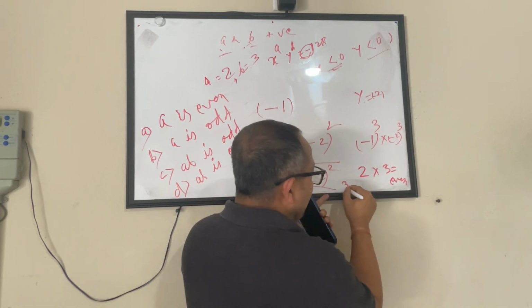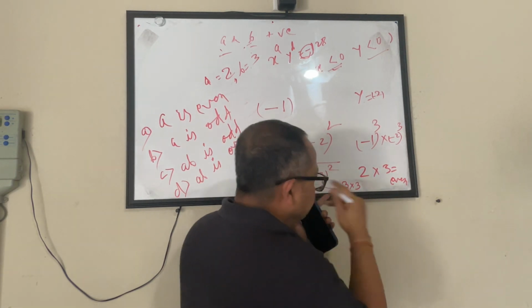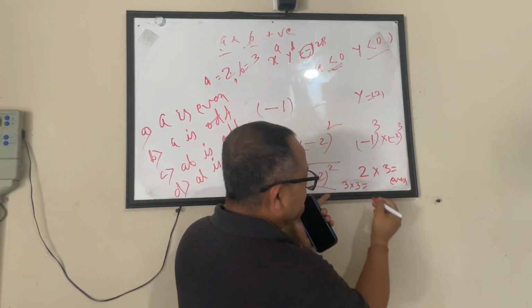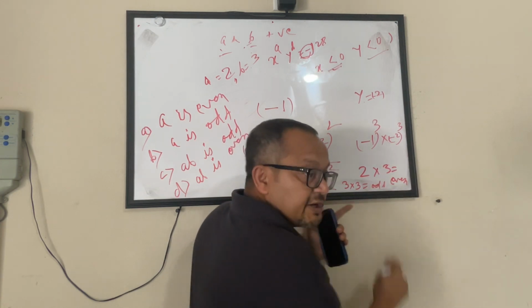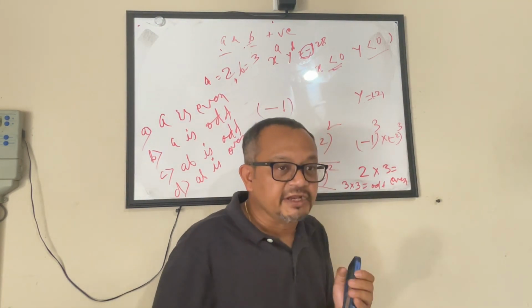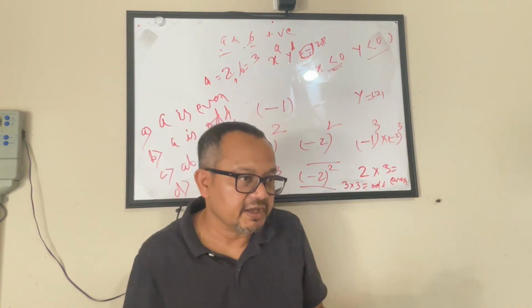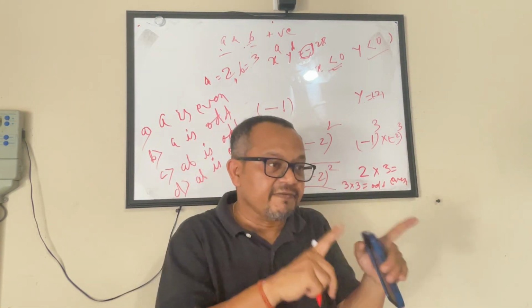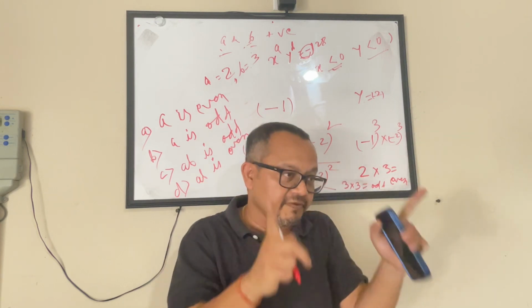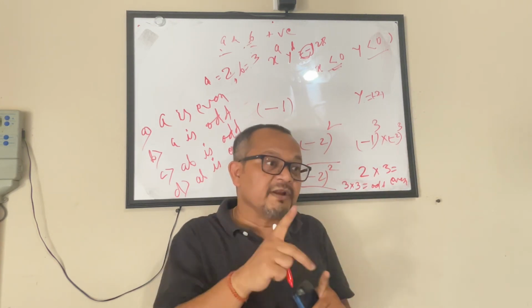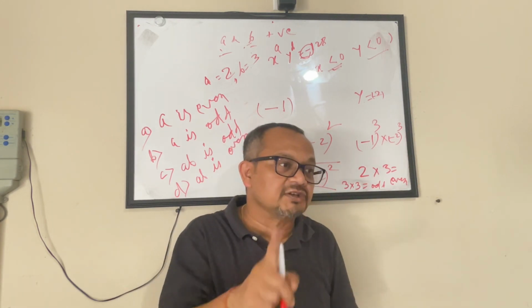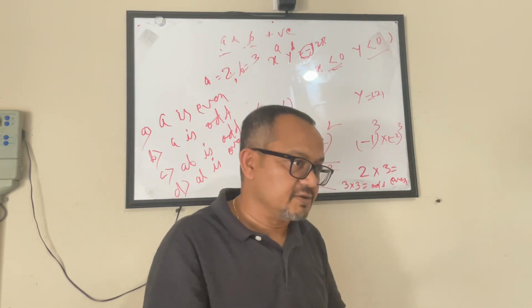When I multiply an odd number with an odd number, what do I get? Odd number. 3 into 3 is 9, odd. 2 into 3 is 6, even. 4 into 3 is 12, even. So when you are multiplying even and odd, you are getting an even number. Only when you are multiplying two odd numbers, your outcome will be odd.